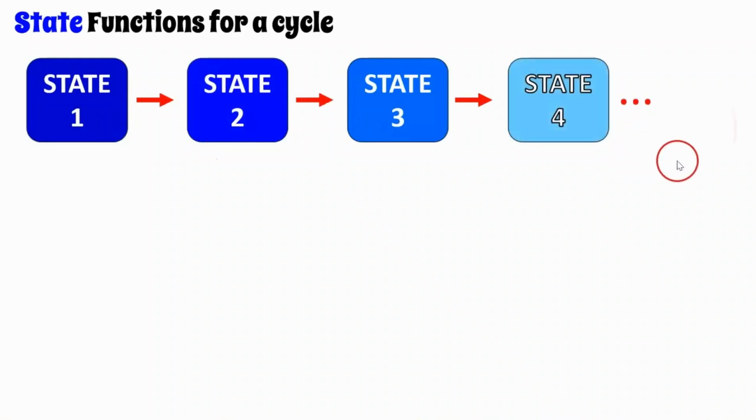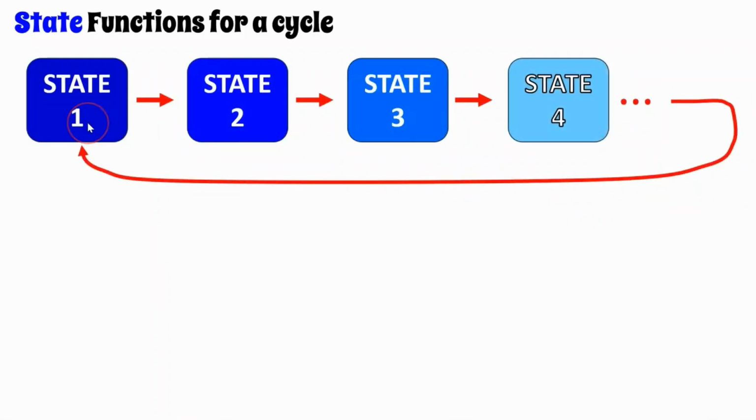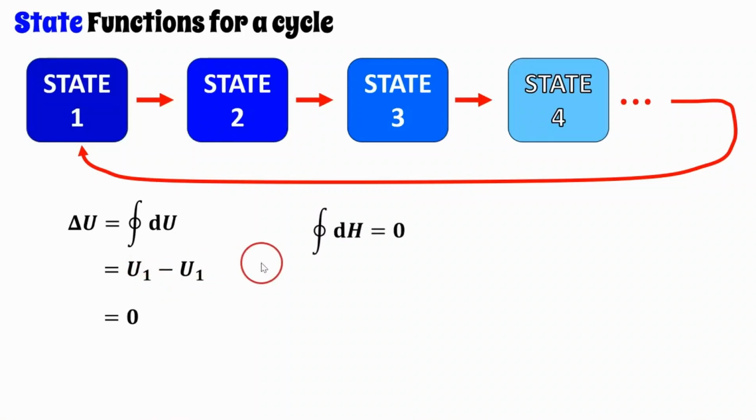Say we have some state 1, and we go through a bunch of states, but then end up back at the same initial state in which we started. Well, the change in a state function, again, I'm picking on internal energy, delta U, is going to equal the integral throughout the cycle, and this circle just means we're finishing where we started. The final state is the same as the initial state, so the integral of dU is equal to delta U, so U1 minus U1, and that's got to be 0. And this is true for any state function. So the integral of enthalpy, dH, dG, dP, or any kind of state function you can think of.